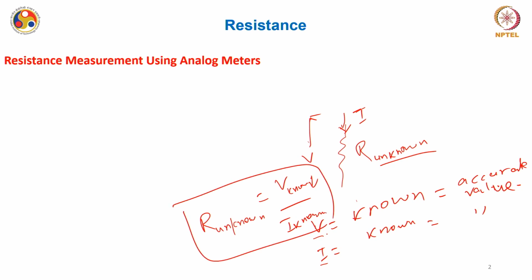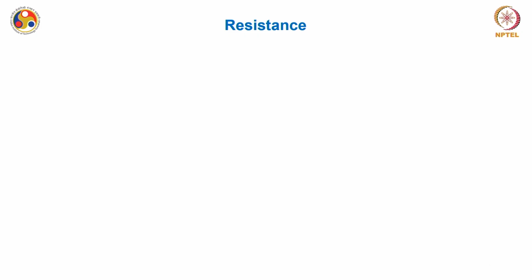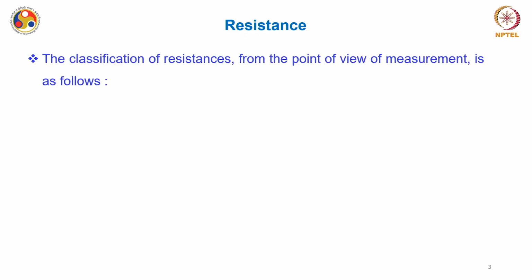However, the measurement of this current and the voltage across this resistance is a bit tricky. We will discuss why I am saying this: there is no straightforward method to find this voltage and current correctly at the same time. So let's discuss this particular problem in today's class, that is, how to measure this resistance accurately.